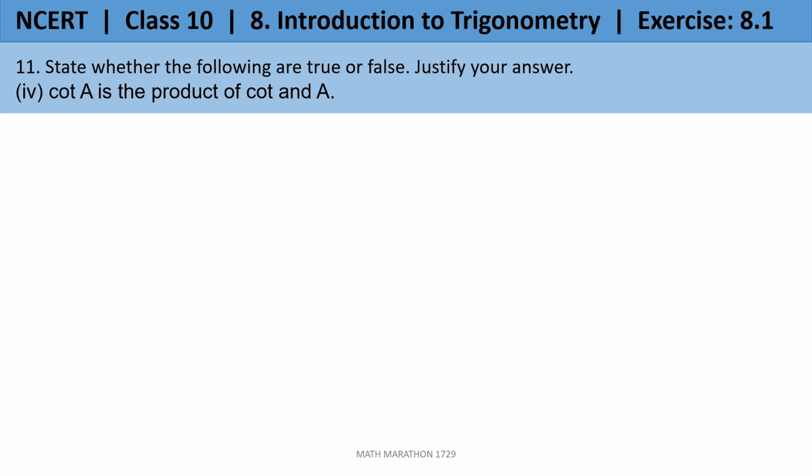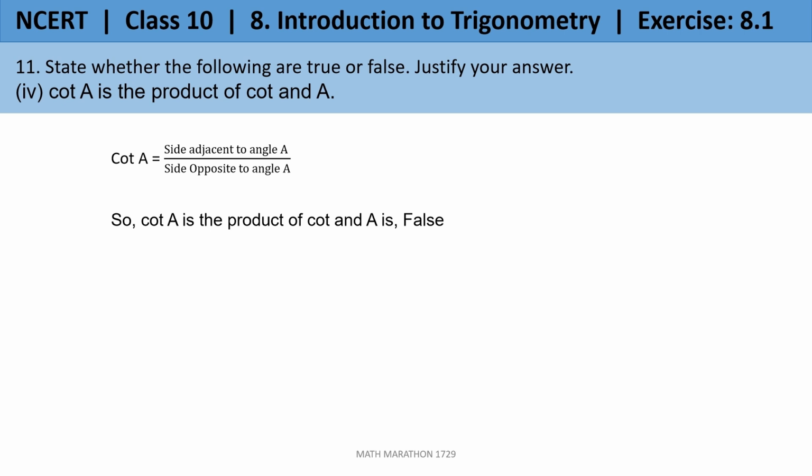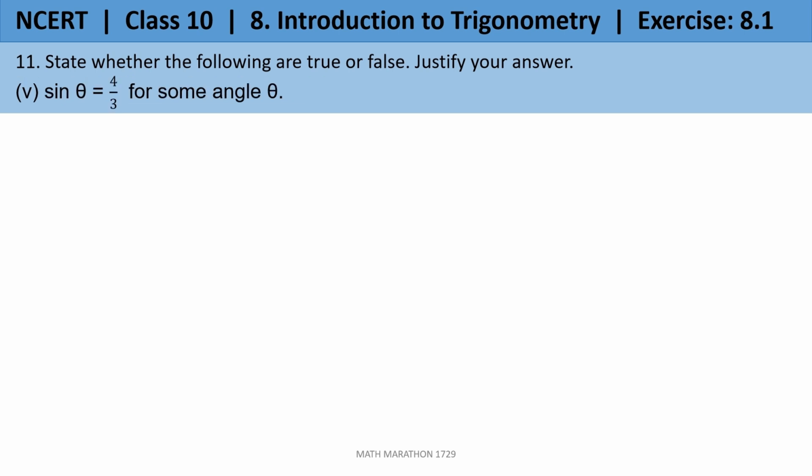State whether the following are true or false. Justify your answer. Section 4. Cot A is the product of cot and A. Cot A is defined as side adjacent to angle A by side opposite to angle A. So, cot A is the product of cot and A is false. So, the answer is false.